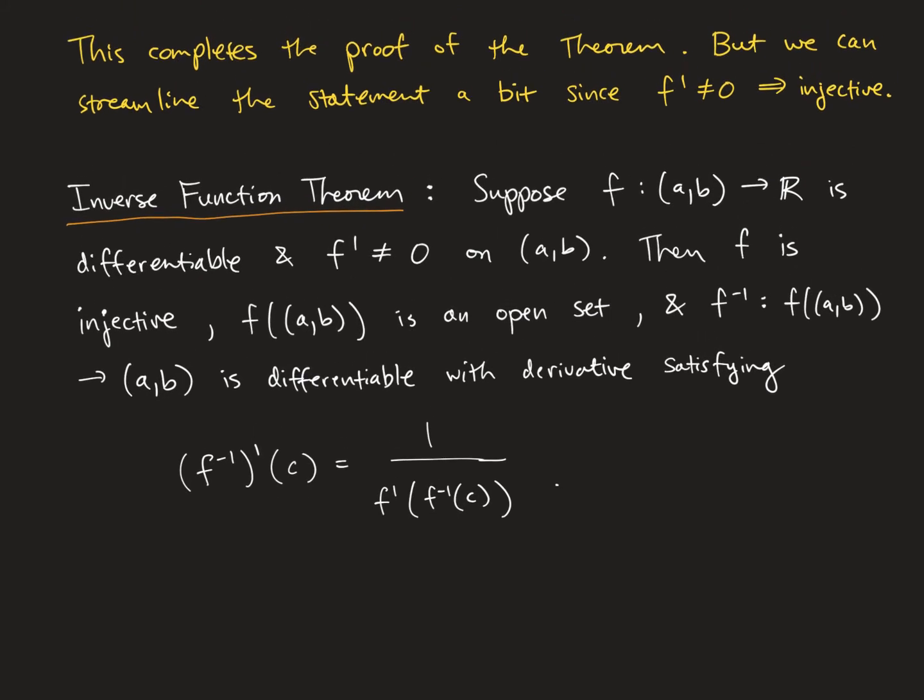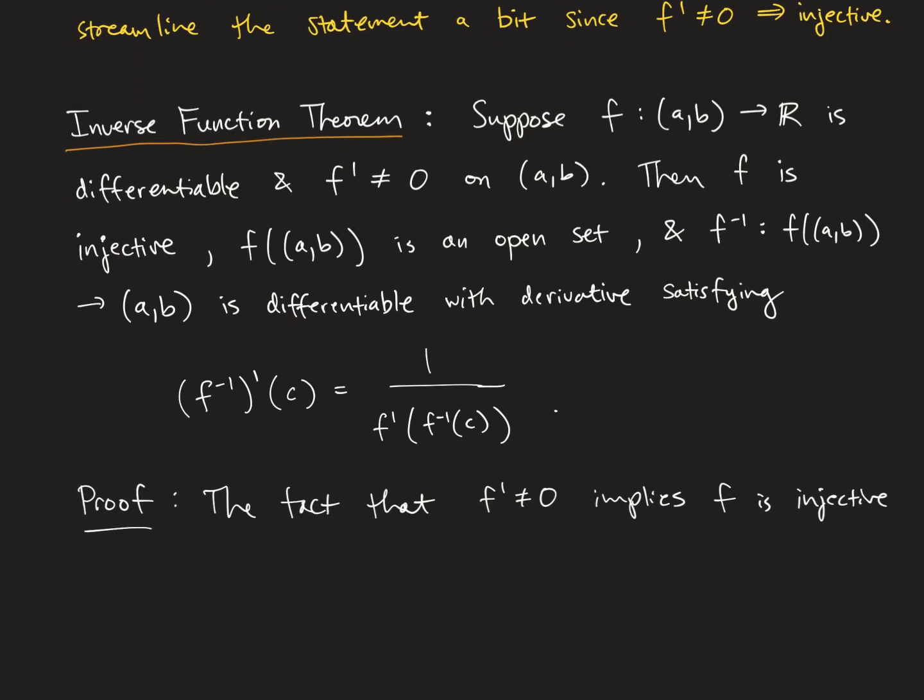So the proof here is simple. The fact that f prime not equal to 0 implies f is injective follows immediately from the mean value theorem. From the MVT, and then the remaining claims follow from the propositions above.